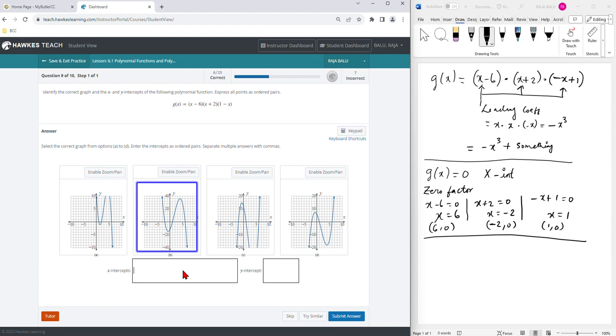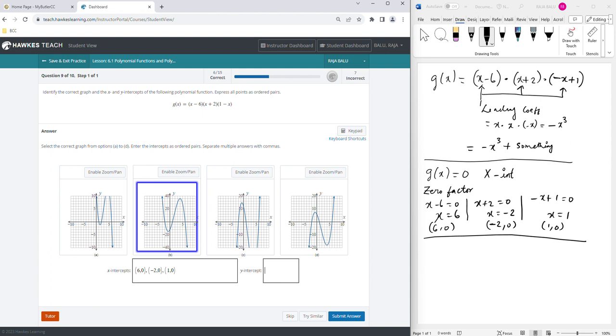But that's not enough. The x-intercepts we just calculated would be 6 comma 0, and these are ordered pairs, so I put them right next to each other separated by a comma: negative 2 comma 0, and 1 comma 0. Oops, there you go. Now we need the y-intercept.